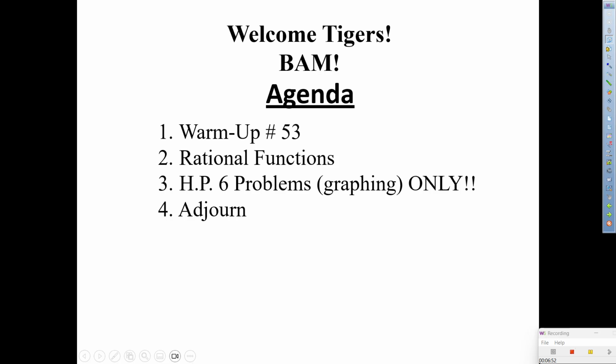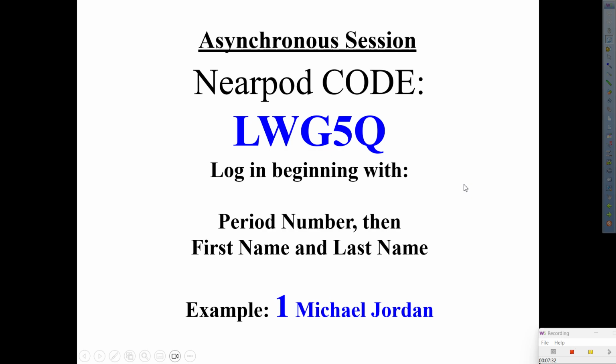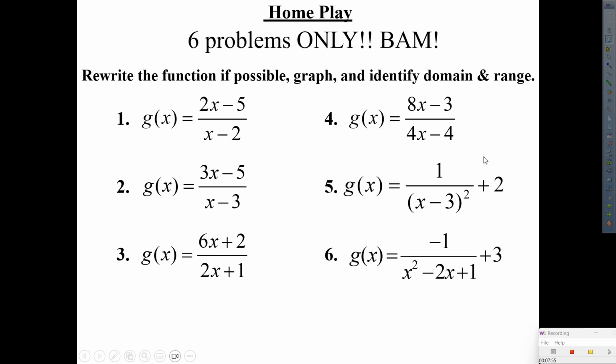All right. Everybody copy the agenda? Yes? All right, copy this code to access your home plate for tonight. LWG5Q, write that down. LWG5Q. Okay, we good? Once again, tonight's home plate, those 6 problems right there.